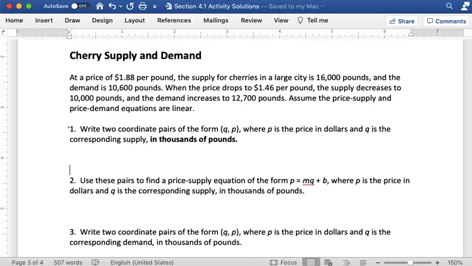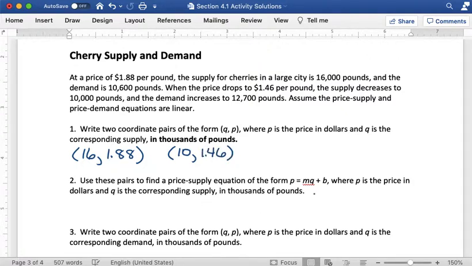So let's see here. We want to know two coordinate pairs for the supply. So we have a price of $1.88 and supply is 16,000. So one of my points is going to be 16, comma, 1.88. My other point is when the price drops to $1.46 per pound, the supply is 10,000 pounds. So that's going to be 10 for the number of units in thousands of pounds, and the price is $1.46. So those are my 2 points.